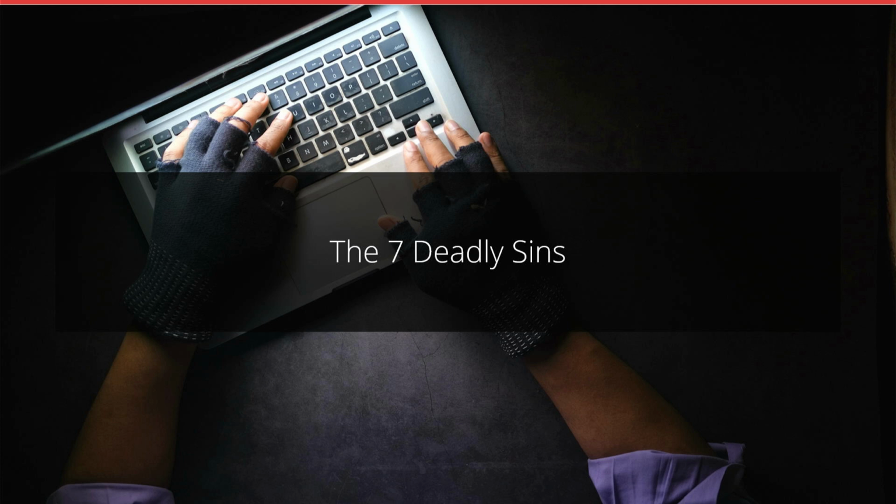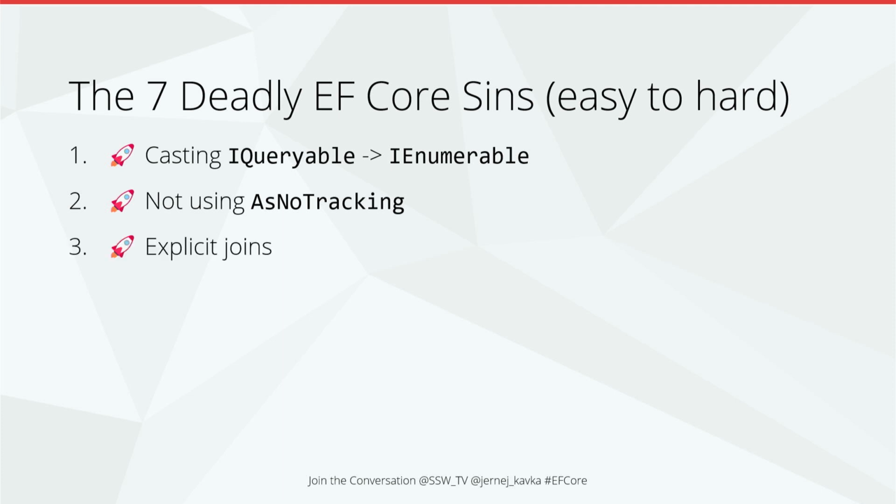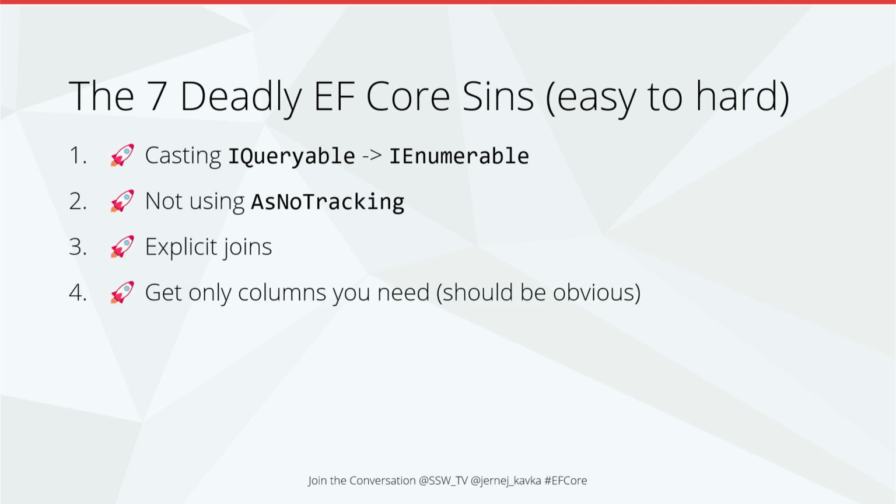All right, finally, deadly sins. Let's go from easy to hard. First one is IQueryable to IEnumerable. This one is horrifying, and I'll show you why in a bit. AsNoTracking. Then we have explicit joins. Then getting only the columns you need, which should be obvious for a lot of people who have worked with SQL databases, but not everyone thinks about it when they use Entity Framework.